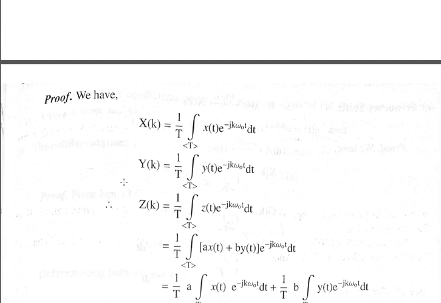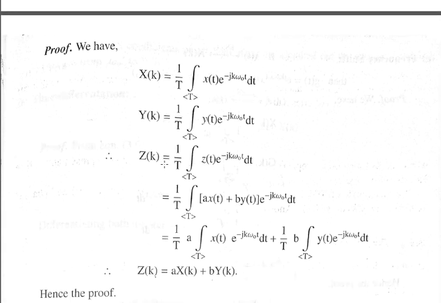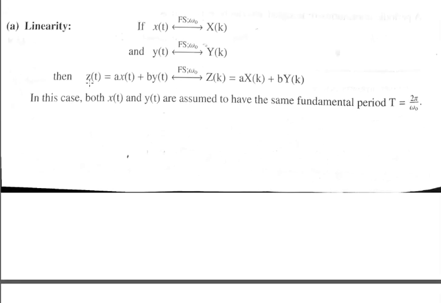It's the analysis equation, and the analysis equation of the y of t signal is this one; these are the Fourier representations. Now if we write the equation for z of k, it would be the same, 1 by T. Here z of k is there, so z of t e raised to minus jk omega naught t dt. Now what is z of t? Substituted from here, z of t is a into x of t plus b into y of t.